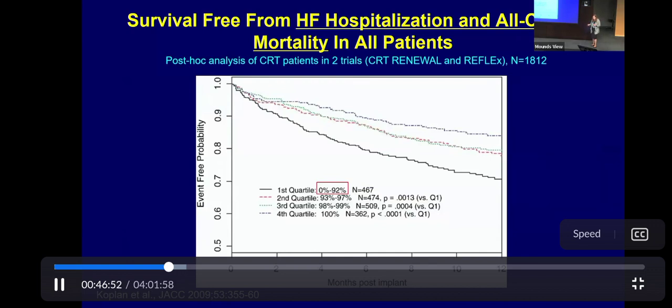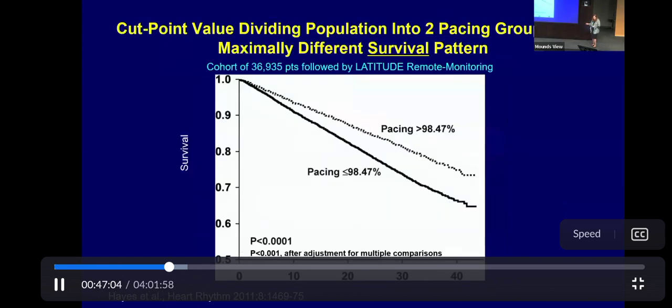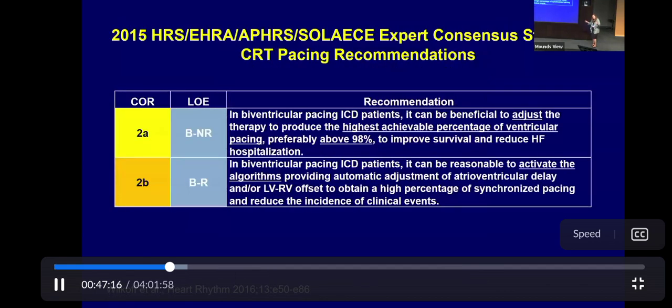So as much as possible is the answer, but the studies initially showed that if you pace greater than 92% of the time, the outcomes were better than if it's less than or equal to 92%. And then another study said that, well, 98% sounds even better. It looks like the outcomes are even better, and this was survival actually in this particular study. And so our guidelines, this was the 2016 statement, said that you should be at 98% or more, but really in the current world, it's as much as possible.